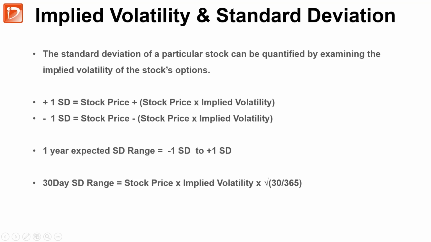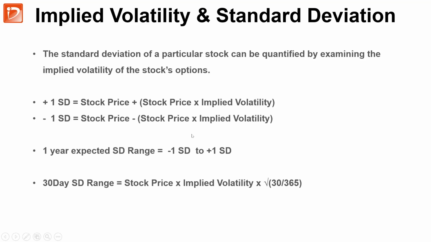So plus one standard deviation of a stock price is calculated by stock price plus stock price into implied volatility. So stock price into implied volatility is one standard deviation, and one standard deviation of a stock price is stock price plus this standard deviation. This is plus one standard deviation, and minus one standard deviation is you simply subtract the standard deviation from the stock price. So that will give you the 1 year expected standard deviation range, minus one standard deviation to plus one standard deviation.